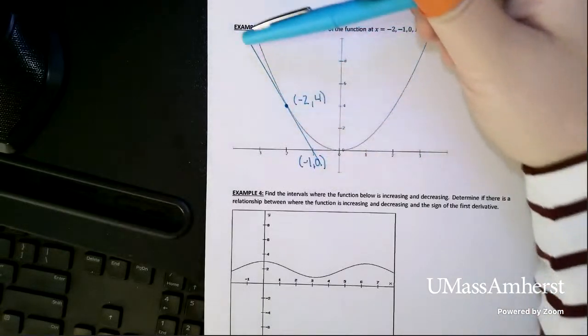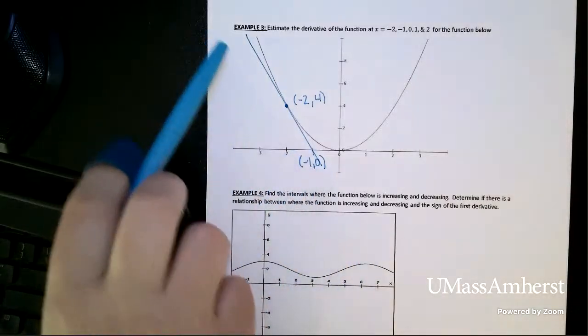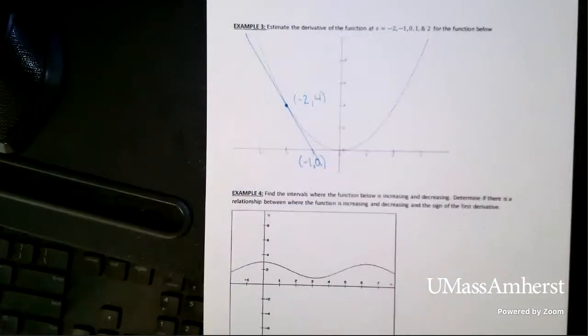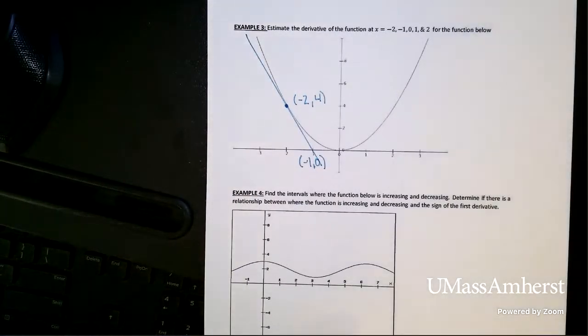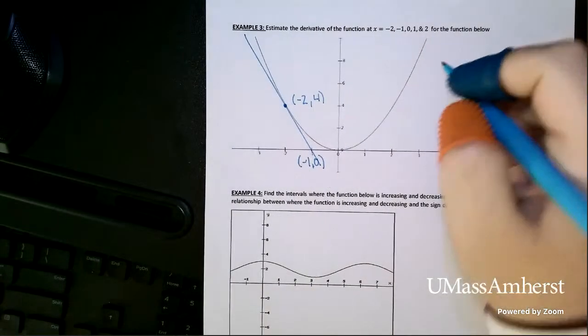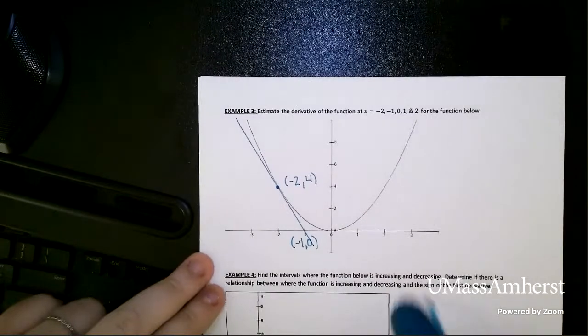From there, I sketched in a tangent line. I know it has to be a negative slope, and I tried to find another point on this line that would be helpful for me to calculate the slope. To me, it looked like it went through (-1, 0). So to approximate the slope here, what I'm going to do is the change in y over the change in x. I'll do that up here for a moment.